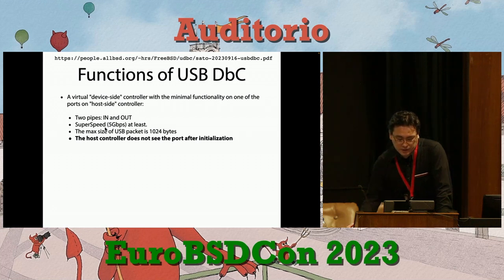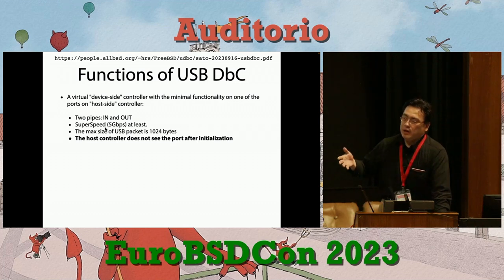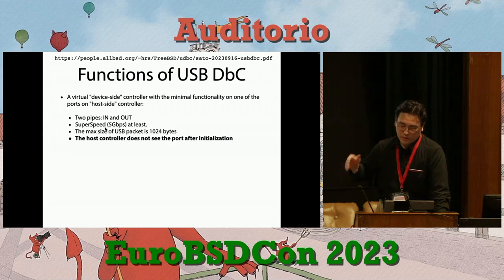And the speed is SuperSpeed, so 5 gigabits per second at least in the specification. And the maximum size of a USB packet is 1 kilobyte. A TRB can hold 64 kilobytes in a single TRB, but the packet size itself is 1 kilobyte. And the host controller cannot see the port where the USB debug capability is activated. It is isolated from the main host controller logic. So after initialization, the OS cannot recognize that port as a normal USB port.